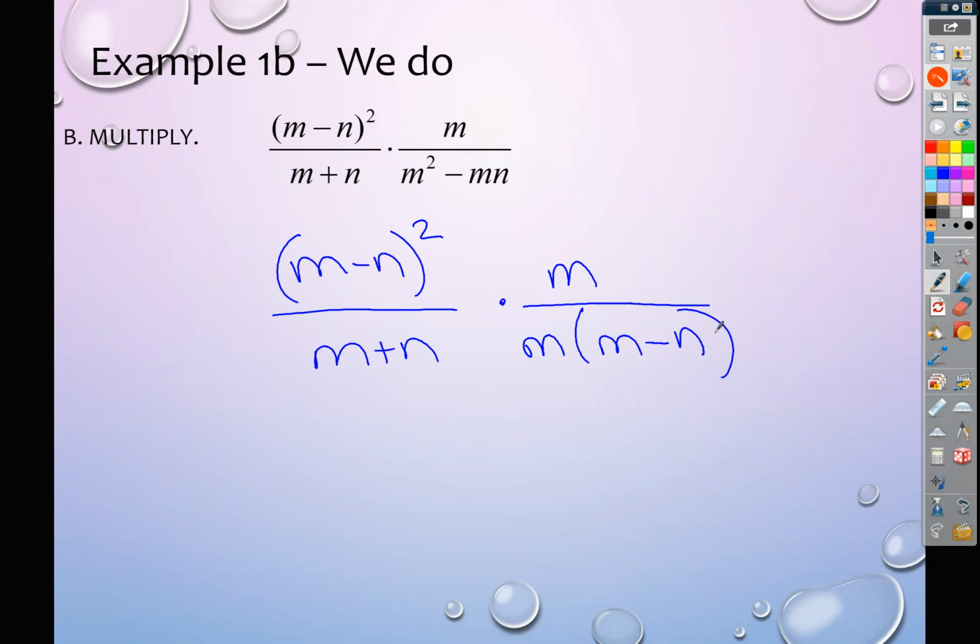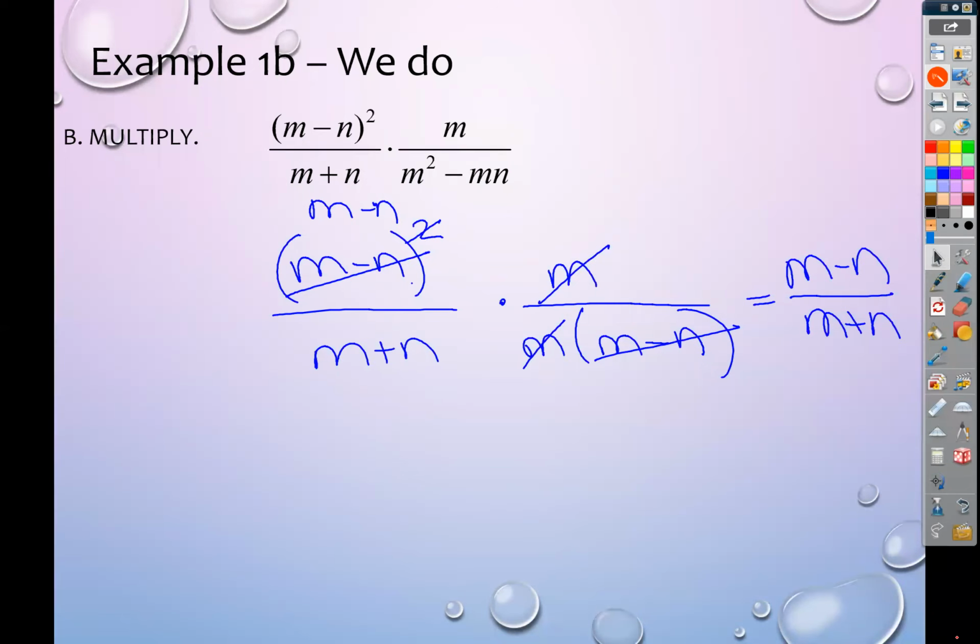Well, if I simplify, my m minus n's would cancel each other out, right? And I would just have 1 left, because I had 2. So if I do that, I have 1. These m's would cancel each other out. So I'd be left with m minus n over m plus n. And I cannot simplify that because those are different. And that's my final answer.